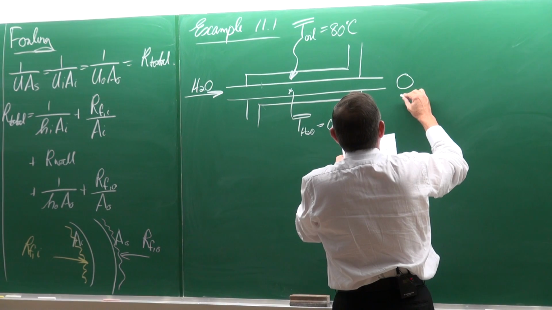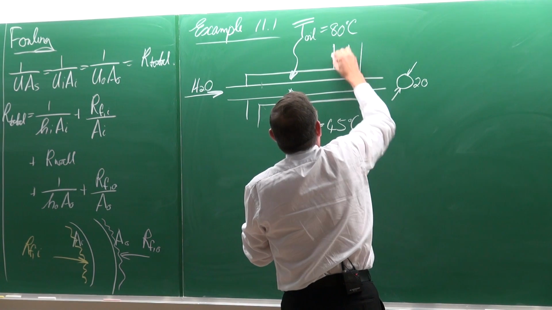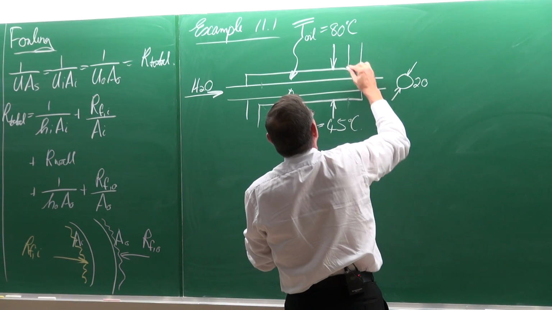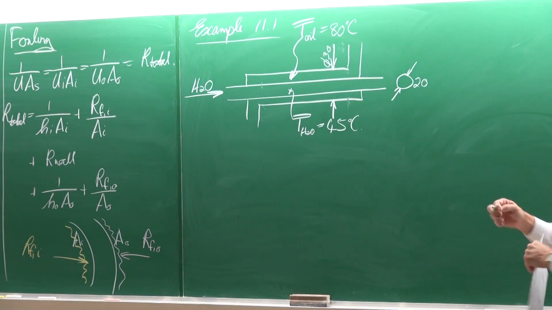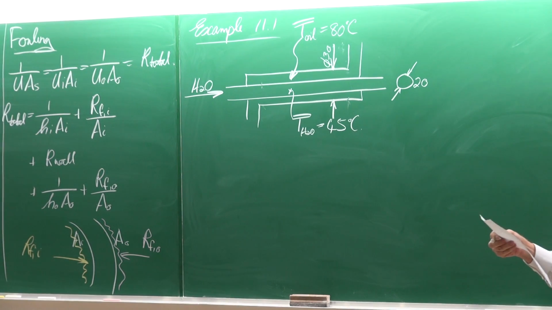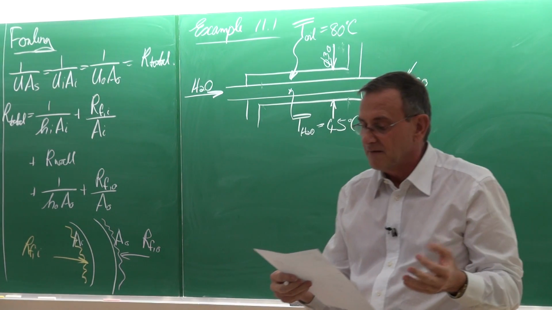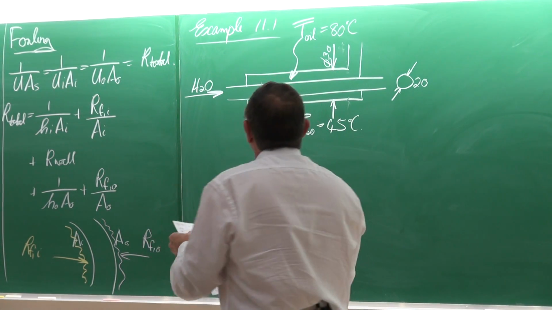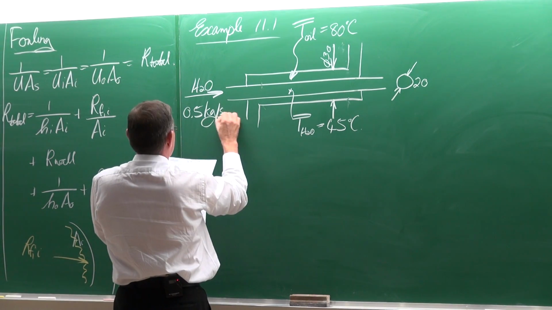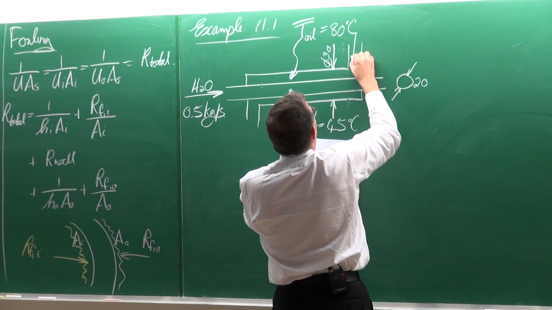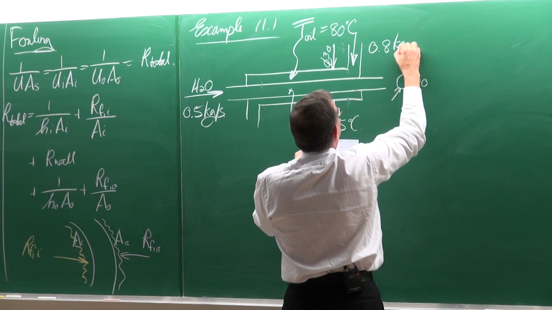That diameter is equal to 20, and that diameter is equal to 30 millimeters. Inside tube, 20 millimeters, annulus, 30 millimeters. They do not give the thicknesses of the tube, so we can say it is very thin. And for the water, the mass flow rate was 0.5 kilograms per second. And for the oil, the mass flow rate is 0.8 kilograms per second.